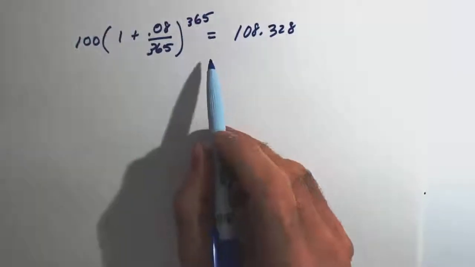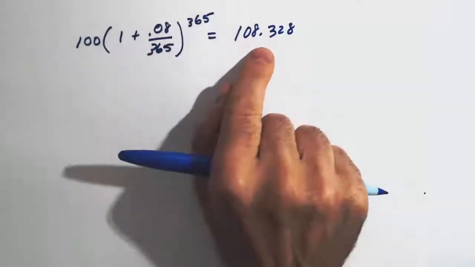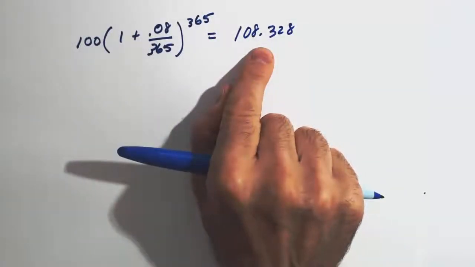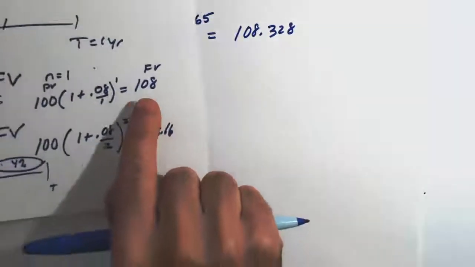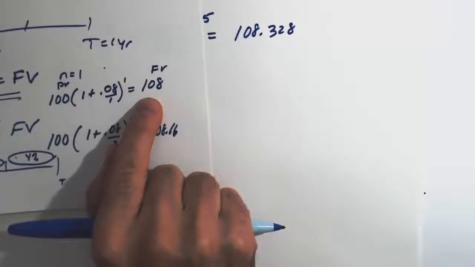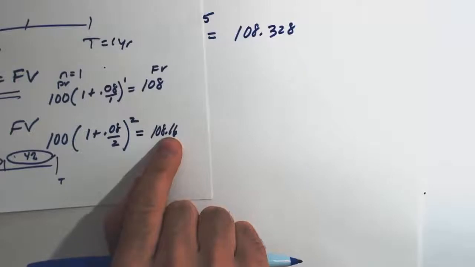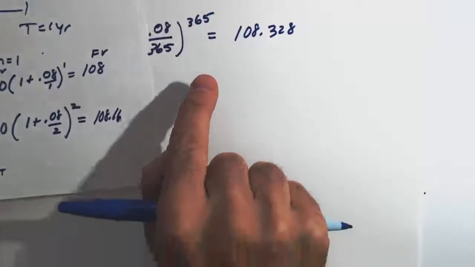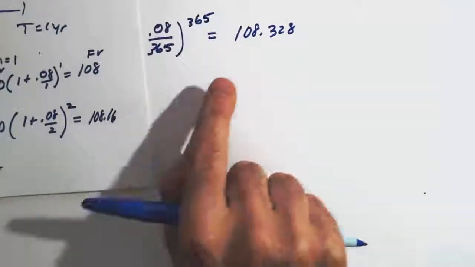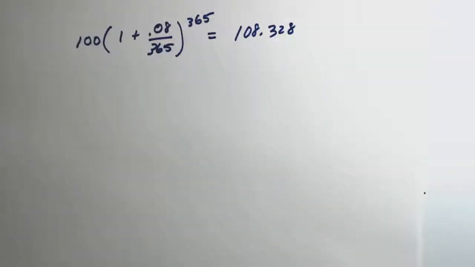So you can see after the first year, most of the effects of compounding wash out. You go from compounding once, you get 108. You compound twice, you get 108.16, which is a 16-cent jump. And then you go all the way to 365 days, you only get a little more than another 16 cents.